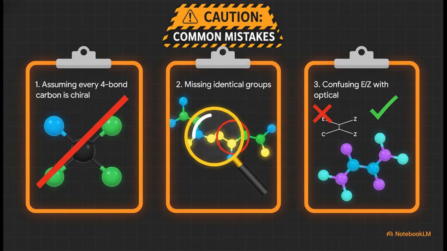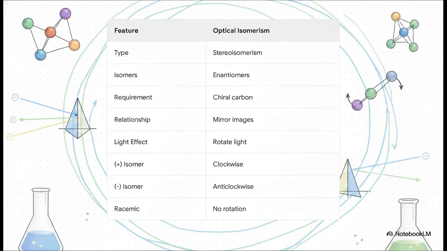Second, forgetting that if you spot 2 identical groups like those hydrogens we just saw in glycine, there is no chiral center. And third, confusing geometrical E/Z isomerism with optical isomerism. Remember, optical isomerism is all about those non-superimposable mirror images. Okay, here's your ultimate cheat sheet to make sure you have this locked down. Let's rattle through it dynamically to lock it all into place.